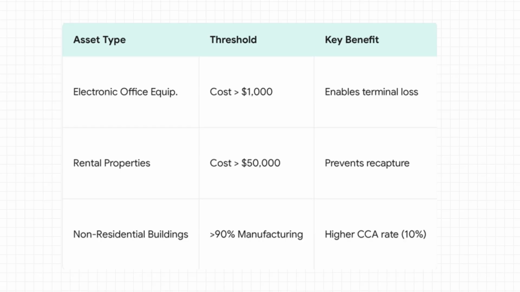So for pricey electronics, putting one in its own class lets you claim a full terminal loss if it becomes obsolete. For expensive rental properties, it's actually required. This stops you from getting a massive tax bill from something called recapture when you sell just one. And for some manufacturing buildings, it's how you unlock a way better 10% CCA rate.